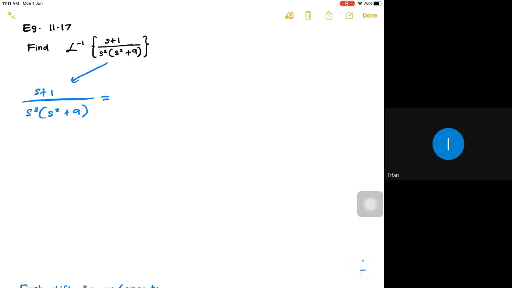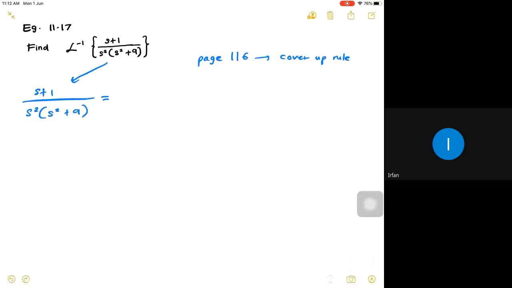If you have the textbook, you can go to page 116 to learn about the cover up rule, how to separate this function into a smaller function. How to separate this fraction into a partial fraction.